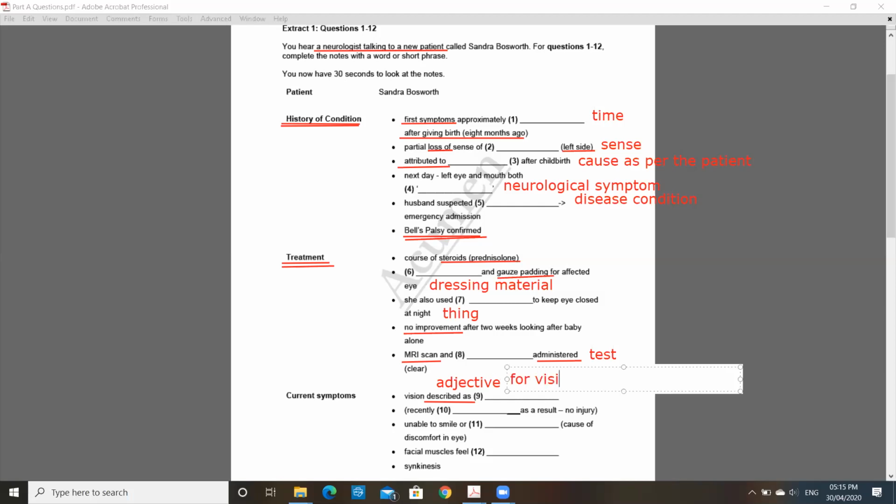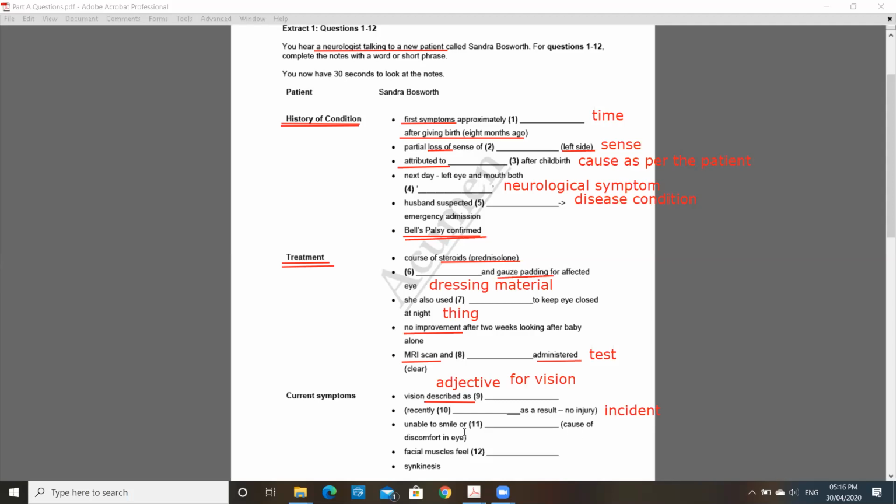So again you can start predicting what kind of adjectives a patient can use. Then recently blank, as a result no injury. So no injury gives you a key that it has to be an accident or an incident or a fall, something which can lead to injuries, but in this case it didn't. So here the type of information that I am looking for has to be an incident, but it didn't cause any injury.